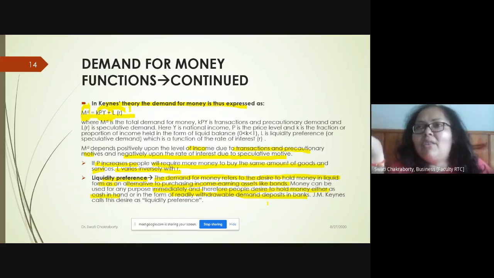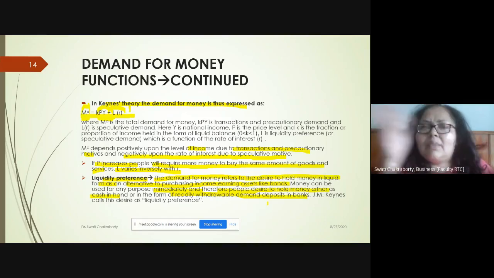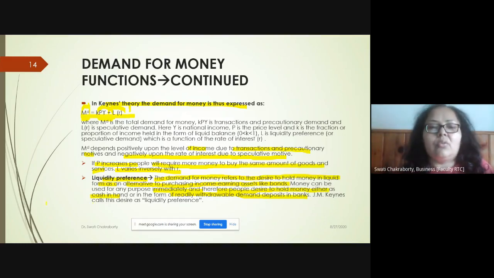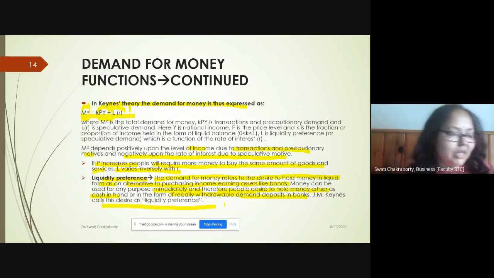When we say money on hand, it is not always the cash which you have at home. It's even in your savings account or current account which you can withdraw. You need it for various purposes. And according to Keynes, this desire to hold money is called liquidity preference.